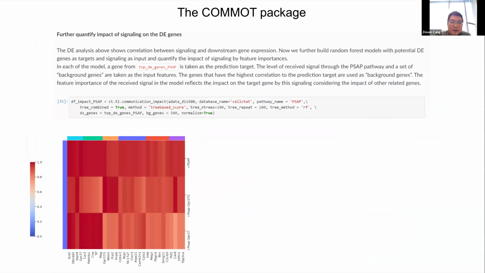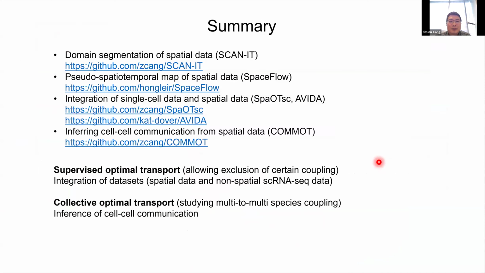And we can also use some machine learning methods or information approaches to look at these higher order interactions between cell-cell communication and gene expressions. So as a summary, we talked about a method, COMMOT, for inferring cell-cell communication from spatial data.